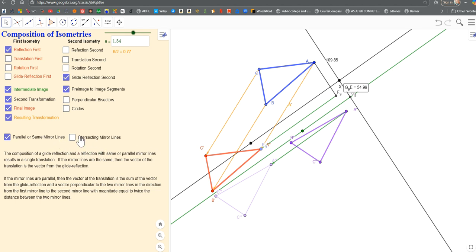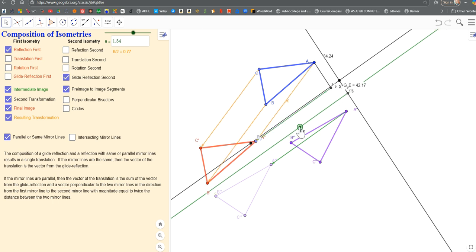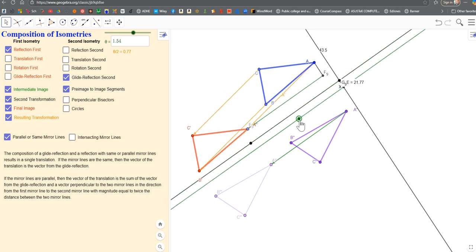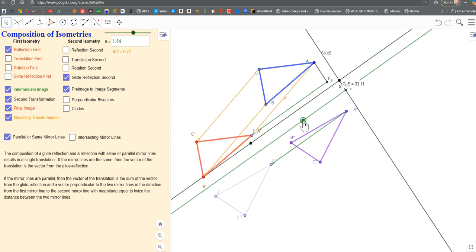Okay. If the mirror line actually happens to be on the original mirror line, then you still get a translation, but the vector is the vector from the glide reflection. So it's a translation in either case. It's pretty cool.